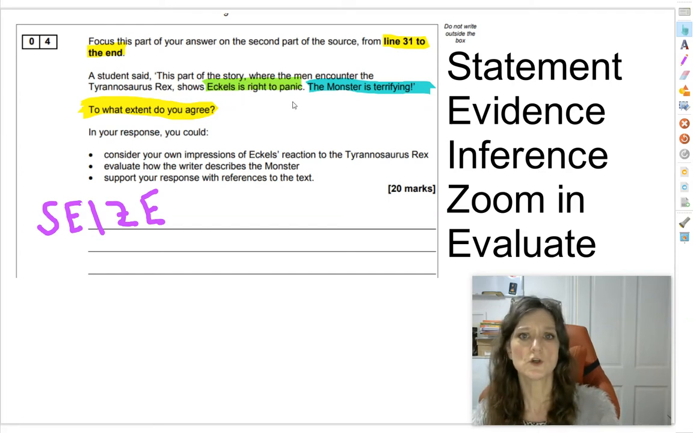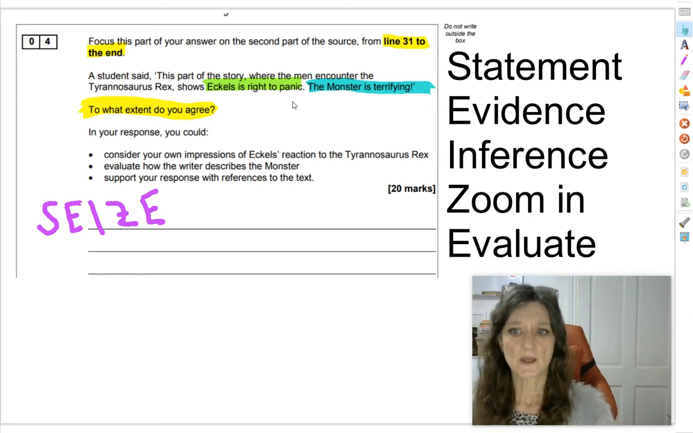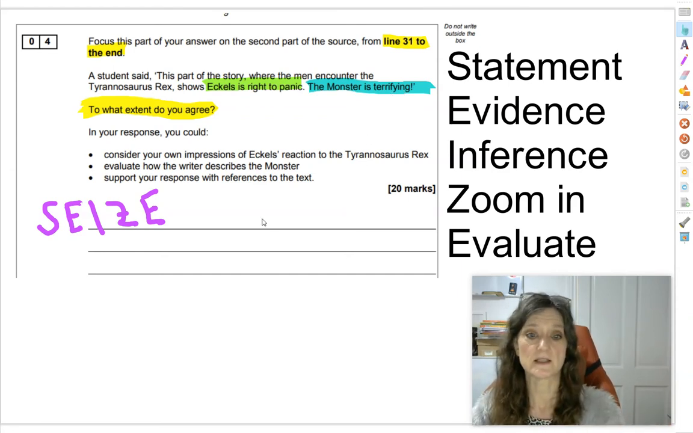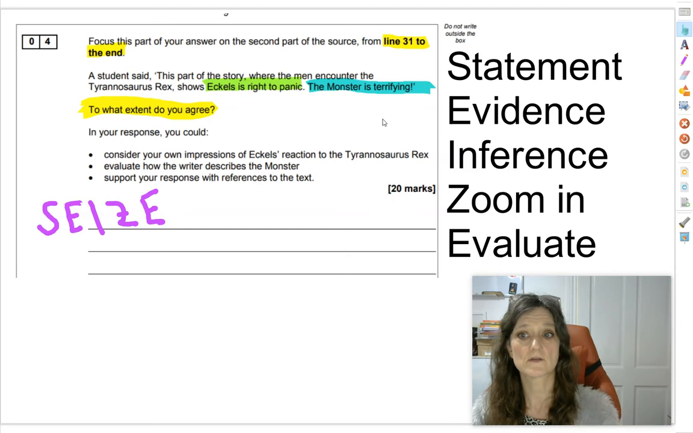And I was quite shocked, because to me, the monster is terrifying, basically being able to pick out more language, very much like question 2, and do slightly expanded PEA paragraphs, basically turning your PEAs into Cs paragraphs here, arguing that yes, of course, a monster is terrifying. To me, that's really easy.